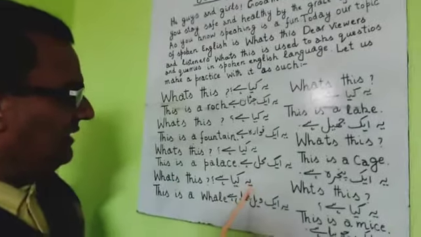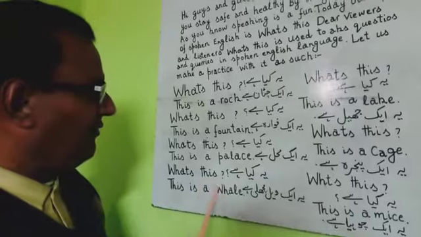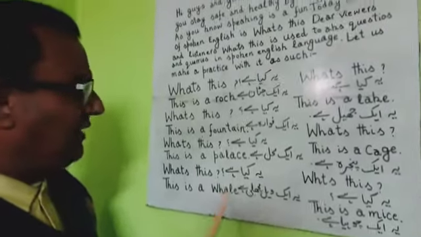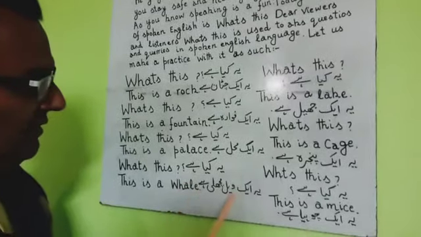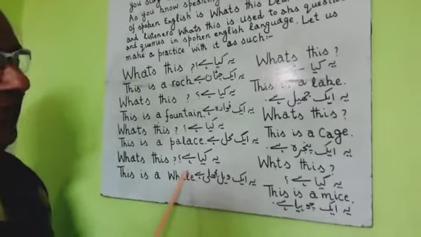And next query is, what's this? ये क्या है? This is a whale. This is a whale. ये एक whale मछली है.